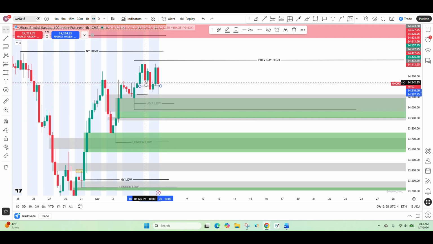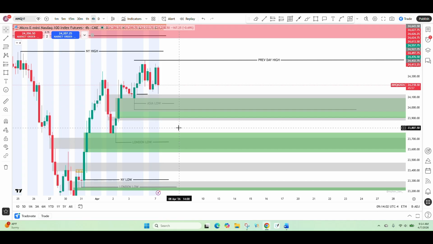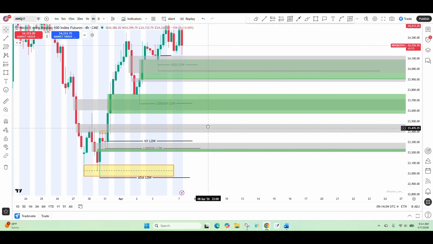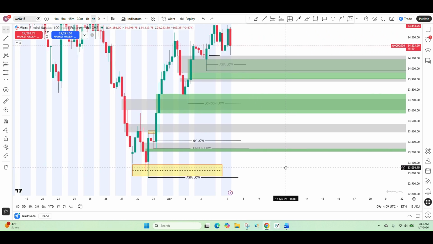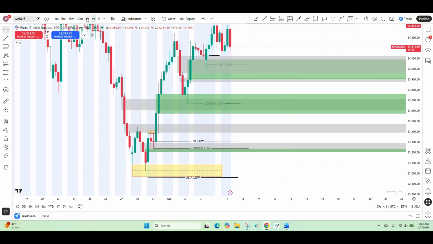This line could be removed because you see all these candles going through it, so I'll remove that line. That level. Looks like that's it. Now let me go down to the 1-hour time frame.